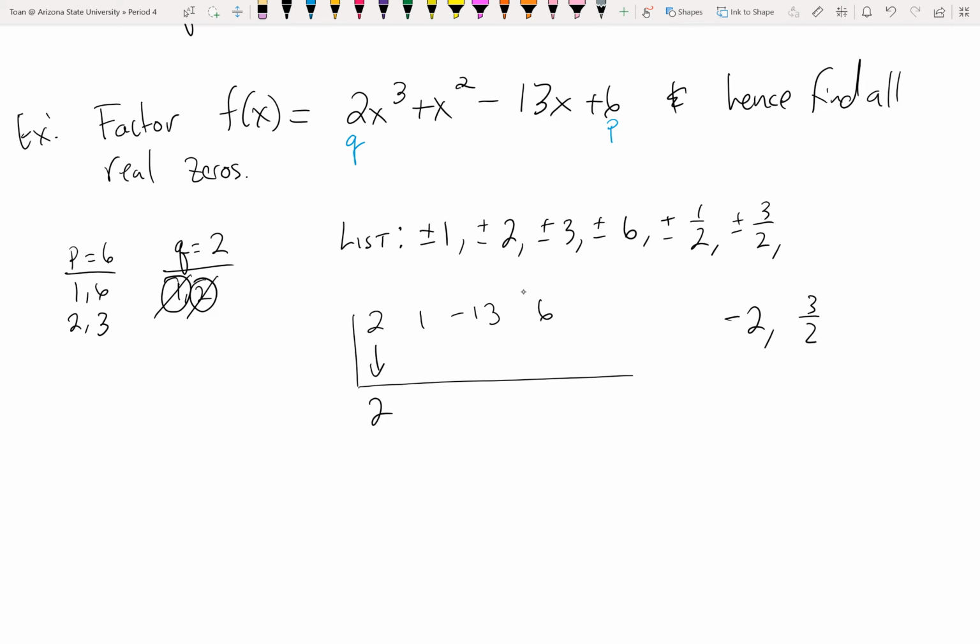Negative 3. Negative 3, I heard. So that's a 2. Negative 6. Negative 5. 15. That's a 2. Negative 6. 0. So negative 3 works.